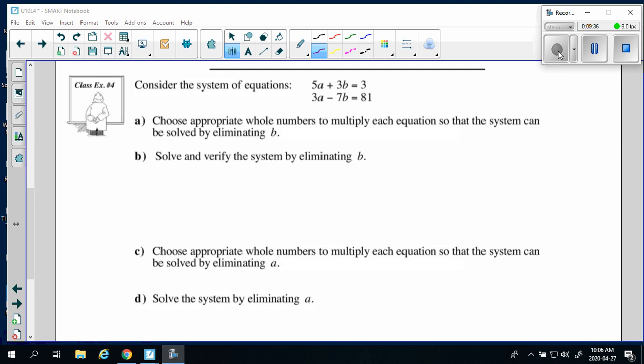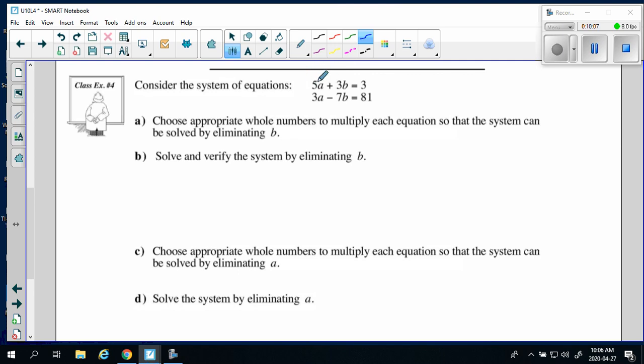In the next class example, we have a more difficult equation where it's not easy to see whether we should eliminate A or eliminate B. So in part A, it's asking us to choose appropriate whole numbers to multiply each equation so that the system can be solved by eliminating B. So they're telling us specifically that they want us to eliminate B. So this B is not an easy multiple of that B. It's not going to be easy, but it's still possible.